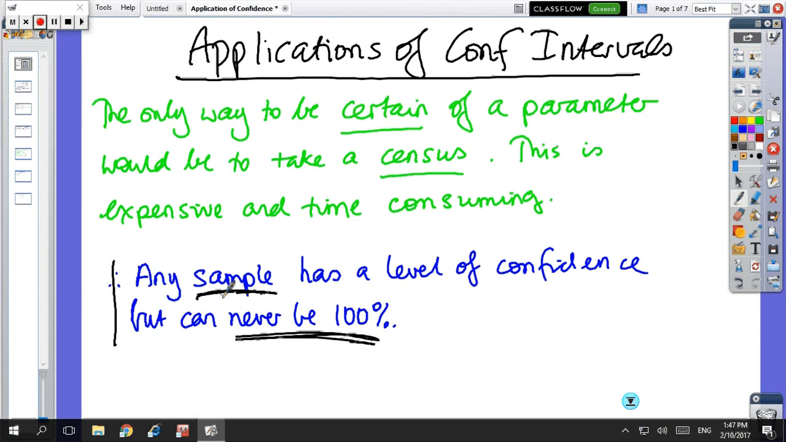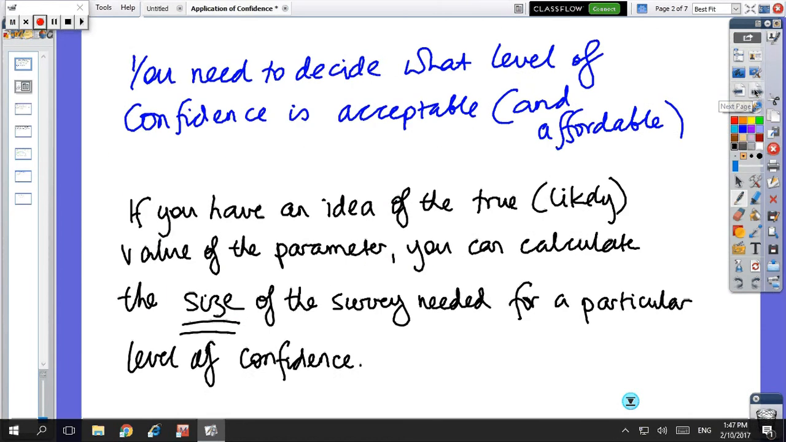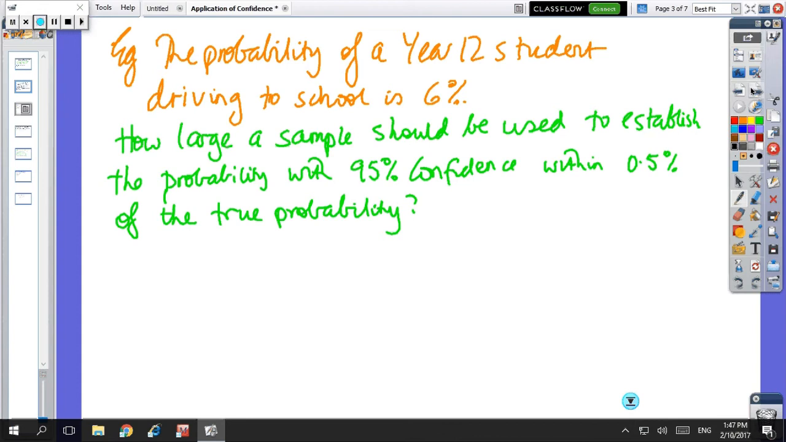And what you have to do is trade off the expense. Okay, so you need to decide what level of confidence is acceptable. So for instance, if you were 95% confident of winning the Melbourne Cup or 98% confident, they're pretty good confidence levels. You'd probably bet. And again, if you have an idea of the true value of the parameter, you can calculate how big the sample needs to be. So don't need to copy that down, just come across and we'll work our way through some examples.